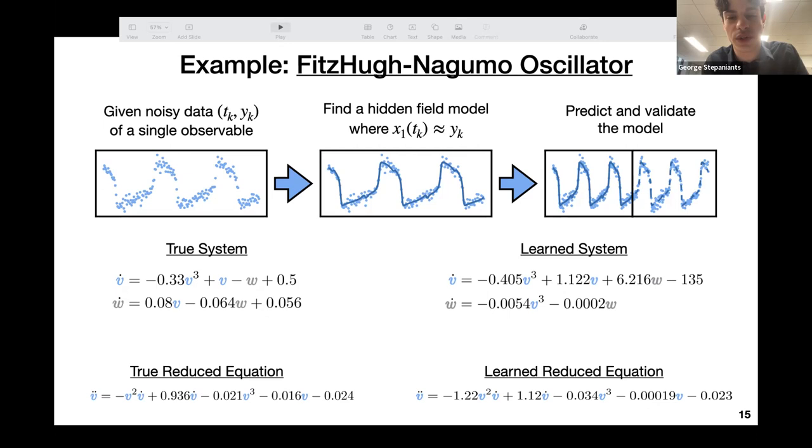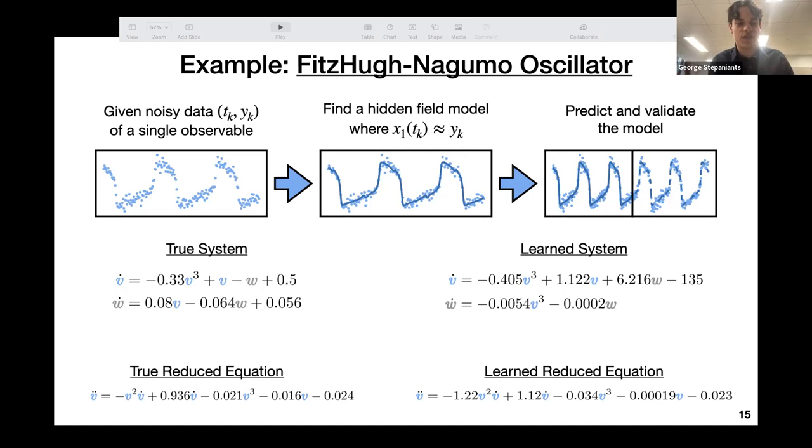And likewise, you can do this exact same substitution for the system that we've learned. Take w in the first equation, solve for it in terms of v and v dot, and plug it into the second equation for w dot. And again, you get a second order equation just in v. Now you can see that the second order system that we've learned and the true second order system are quite close to each other, keeping in mind that we learned this with 30% additive Gaussian noise.